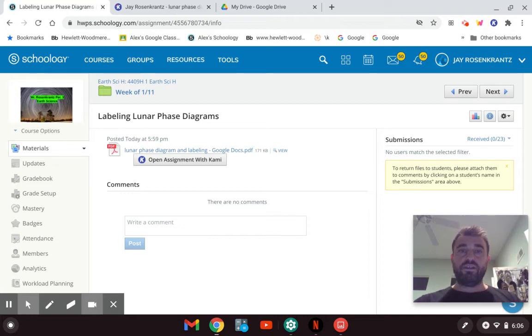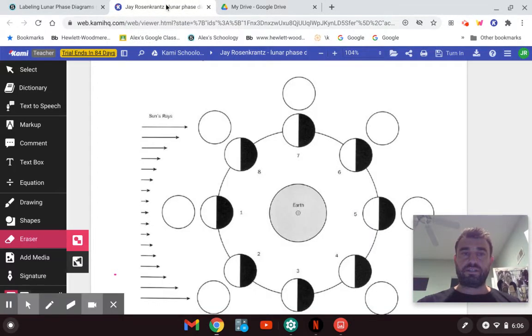Hey everybody! Today we're going to do a lesson that involves labeling the lunar phase diagrams. So I need everybody to go to Schoology to the week of January 11th and open up in that folder the lesson that's literally titled Labeling Lunar Phase Diagrams. Okay? And you're going to want to open it with Cami, like so.